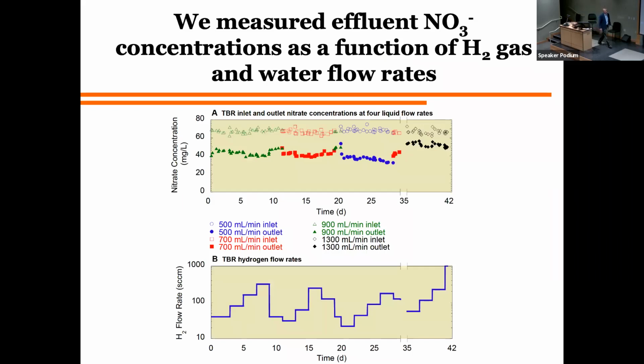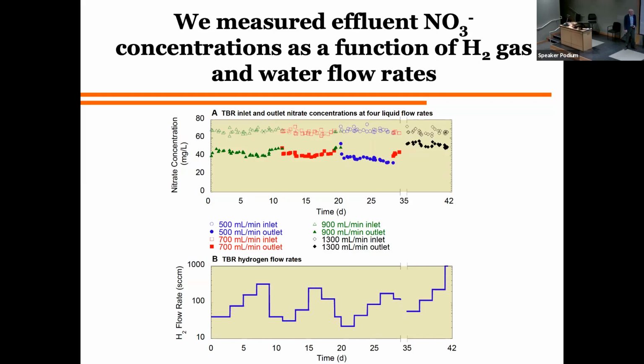The way the experiment worked is we measured what went into the system. If you look at this top plot, the top line there is the influent nitrate concentration. And then we had different water flow rates. That's the different colors. So green is one liquid flow rate, red is another, blue is another. And then for each liquid flow rate, we varied the hydrogen concentration or the flow rate. And so we got different gas to liquid flow rates. And then we measured the effluent nitrate, that's the solid lines, and they jumped around.